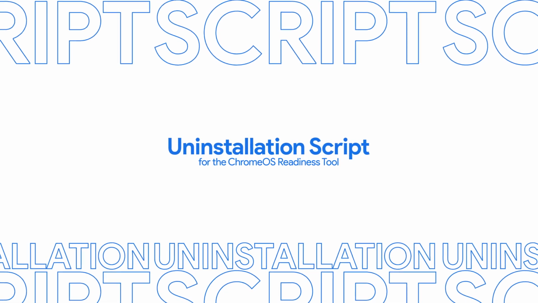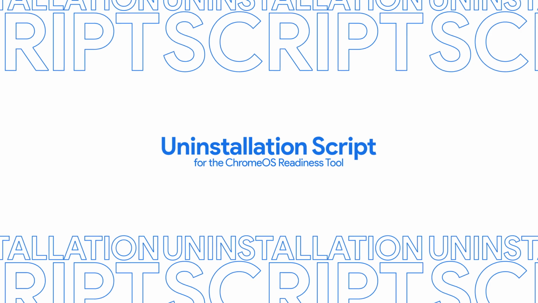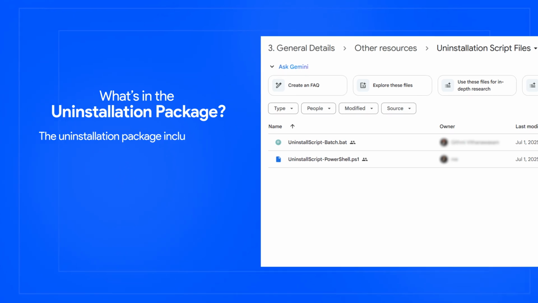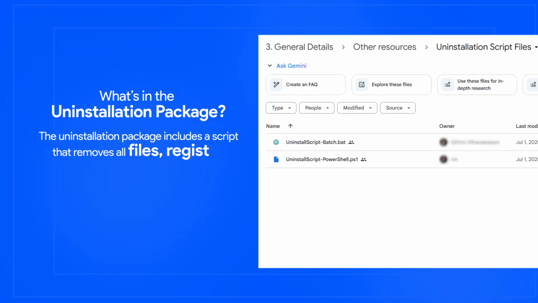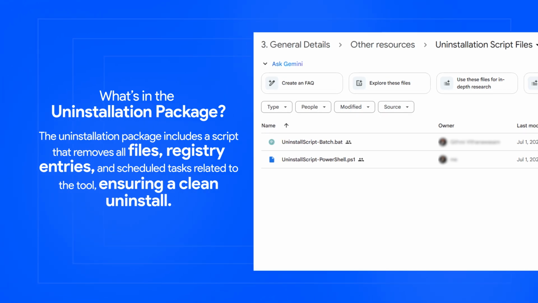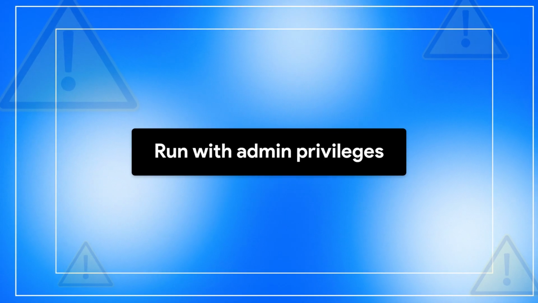Welcome. In this video, we'll walk you through using the Uninstallation Script for the ChromeOS Readiness Tool, a simple and effective way to remove the tool from user machines. The uninstallation package includes a script that removes all files, registry entries, and scheduled tasks related to the tool, ensuring a clean uninstall. To run the script, use admin privileges on the PowerShell terminal.